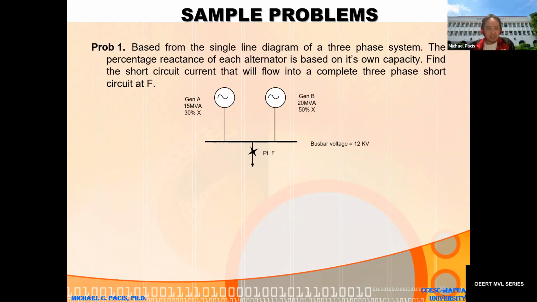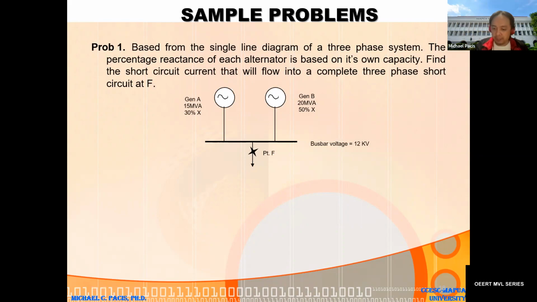Okay, let us have this sample problem. You have a single line diagram of the power system. It is based on the reactance of each alternator as given here. We need to find the short circuit current that will flow into a complete short circuit path at F. And we have the busbar voltage as 12 kilovolts for this purpose.